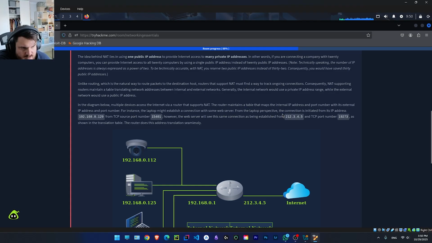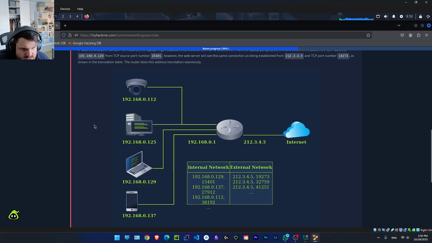From the laptop perspective, the connection is initiated from its IP address and TCP source port number, this one. However, the web server will see this same connection as being established from this address and TCP port, this one, as shown in the translation table. The router does this address translation seamlessly.